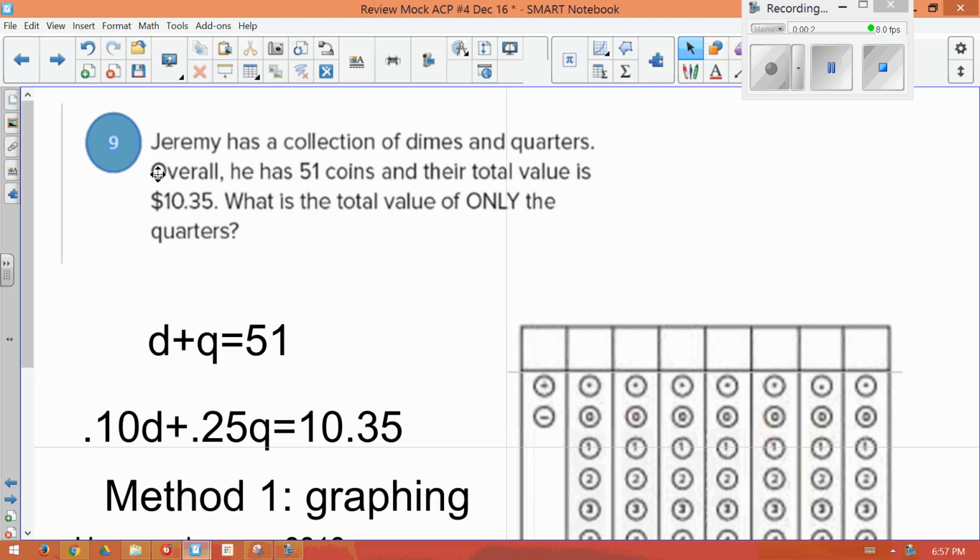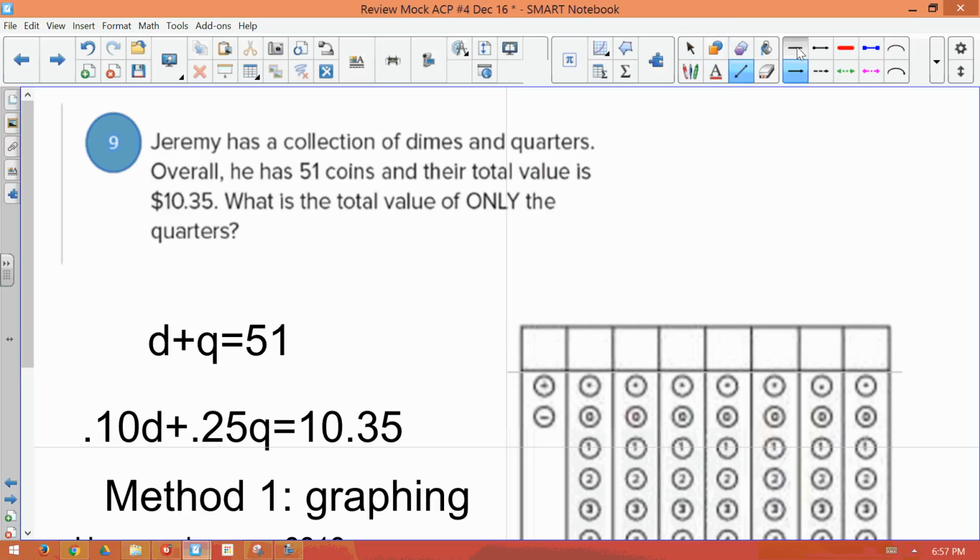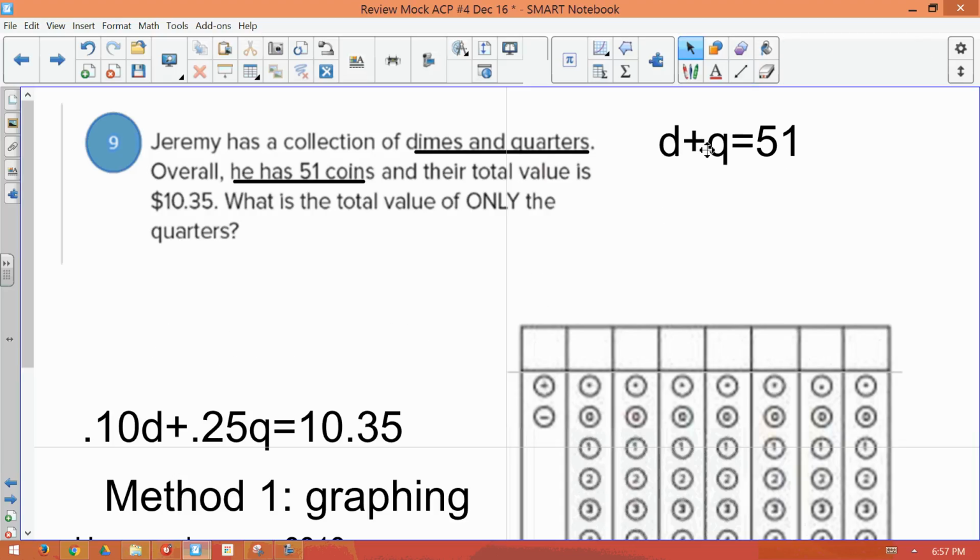All right. First of all, let's set up the system. He has 51 coins that are dimes and quarters. If that's the case, then that means dimes plus quarters is 51. Okay, that's what that means.